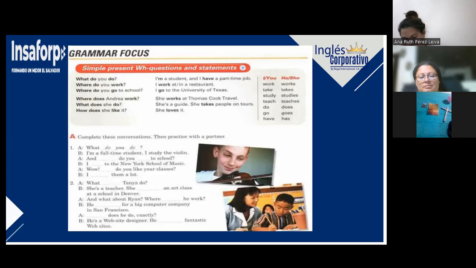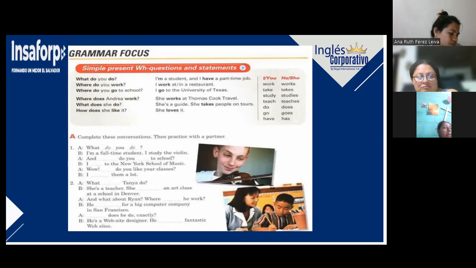The next one, where do you work? I work at, or I work in. You can see the examples in a restaurant, in an office, on the street, in a transportation, depending where you are, in a bank, in a library, so depending where you work. And where do you go to school? I go to University of Texas. Where does, cuando es tercera persona, ya no usamos el do, sino que usamos el does. And which are the third persons? ¿Cuáles son las terceras personas? He, she, it. Exactly. He, she, and it are called the third persons in singular.